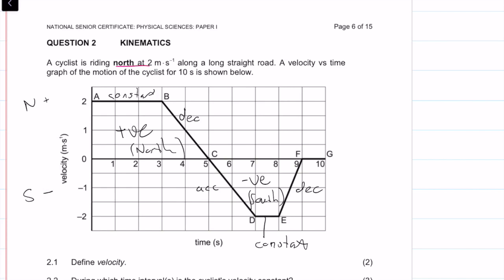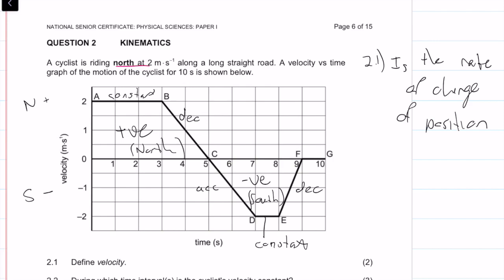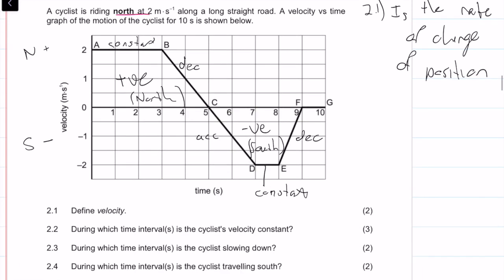Sometimes it's better to just understand what's actually happening in the graph before we even look at the question, because we've probably answered most of, if not the entire question already. So question 2.1 is a definition, which is nice, 3 marks. Define velocity. Velocity is the rate of change of position. With that definition we get ourselves 2 marks, which I'm always happy with.